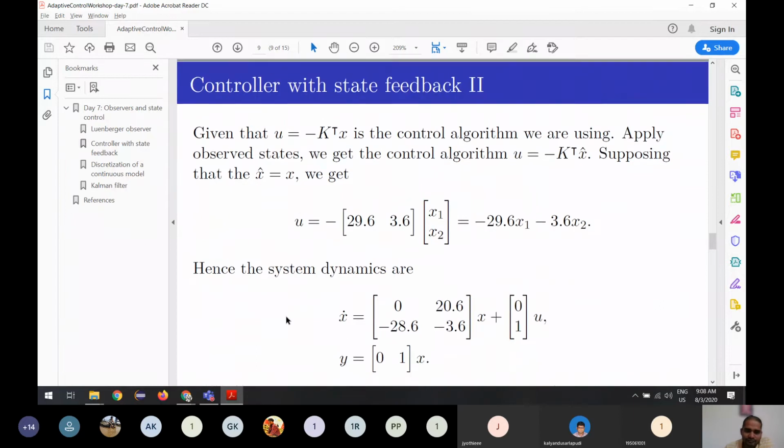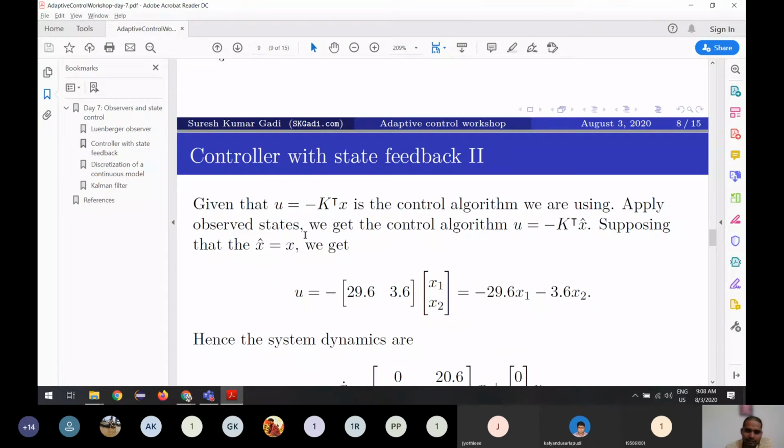What we do is apply the control algorithm. What the control algorithm says is a state feedback. What does state feedback mean? We take the state and we give it as an input. So we call it state feedback. So U is equal to minus K transpose X. Why do we use minus? Because feedback is always minus. It gives stability. If you give positive, it's not working.